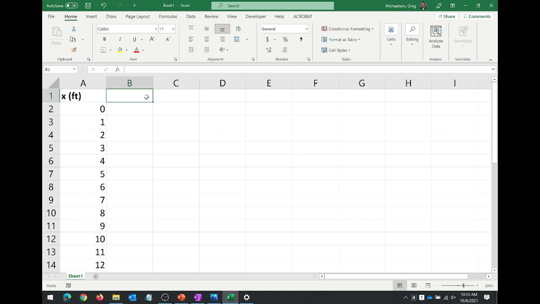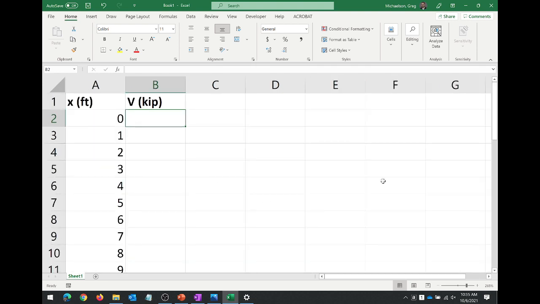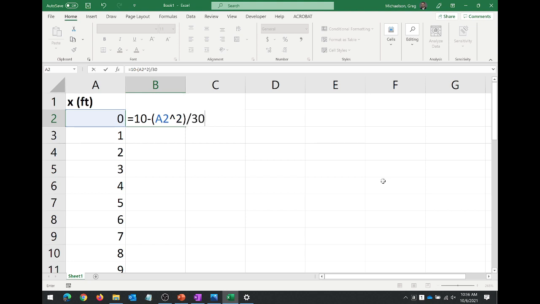So let's do V, kip. Okay. Here's my function, right? So watch what I'm going to do. I'll zoom in a little bit so you can kind of see. So equals 10 minus that squared divided by 30.